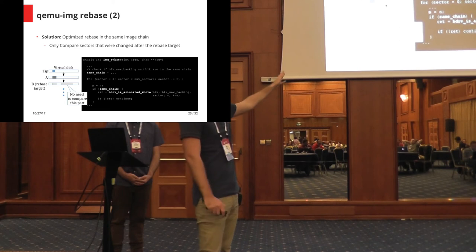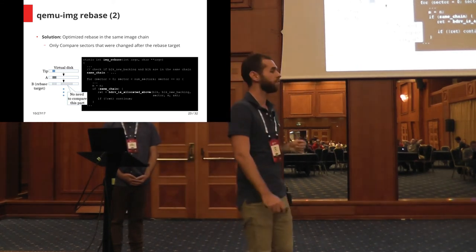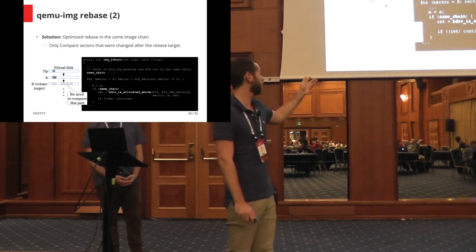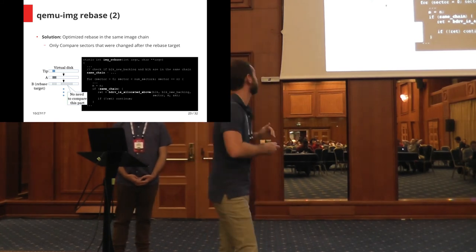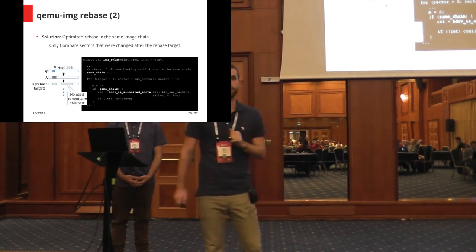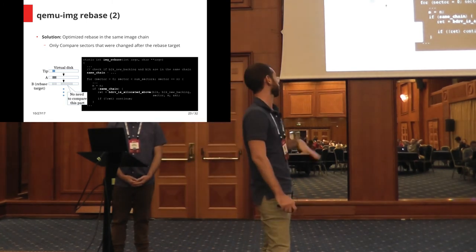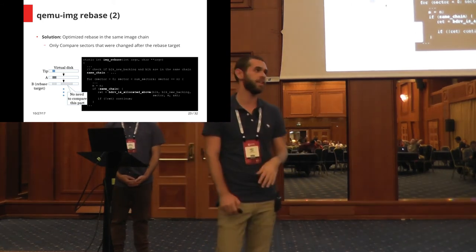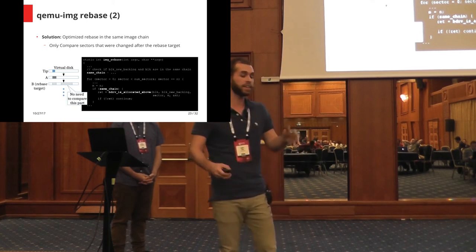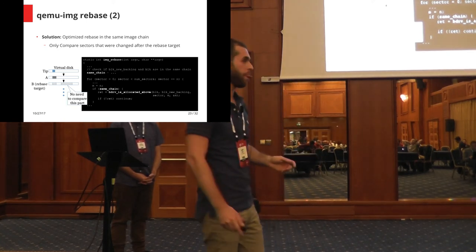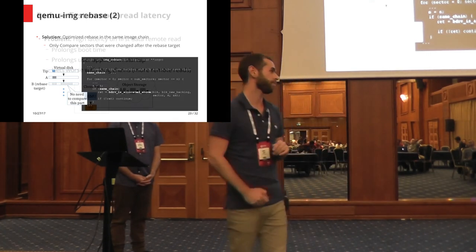So what we did is add code to image rebase, which we want to contribute to the community, which checks whether the files are in the same chain, and if so, we use bdrv_is_allocated_above in order to understand whether the block was changed since the rebase target. Okay, and it improves performance for us very significantly. For very large disks, a few terabytes, reading all the metadata and reading all the sectors for comparison could practically mean downloading the entire disk. Okay, it is very inefficient. So this is how we solved this problem.